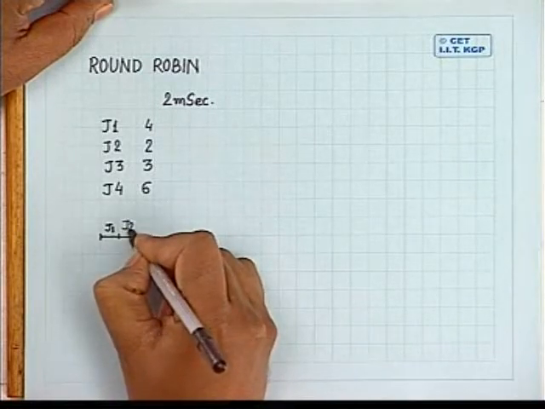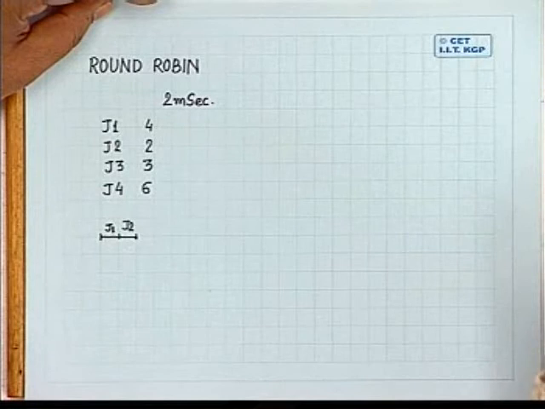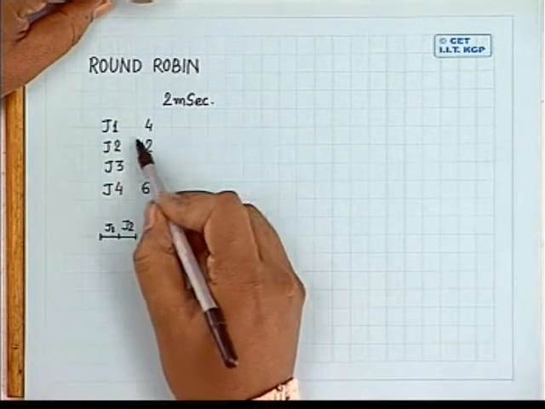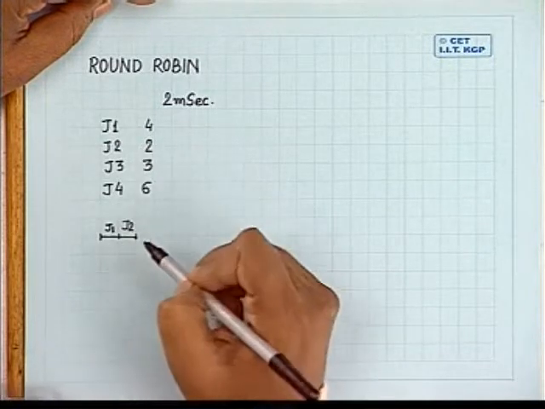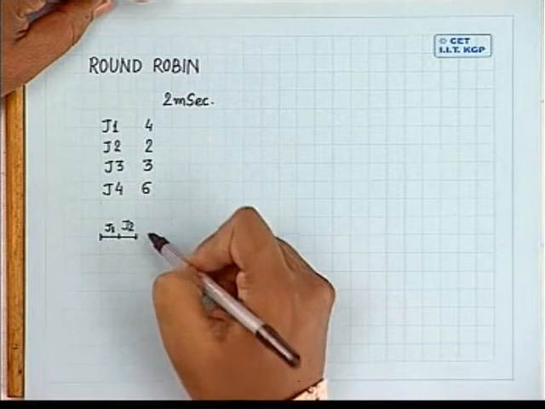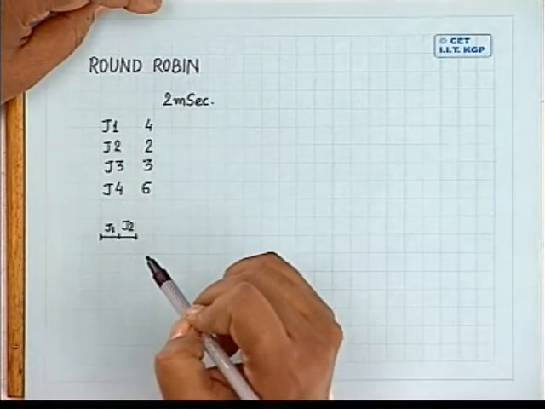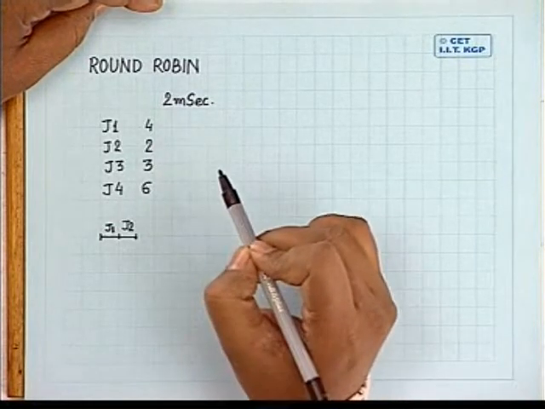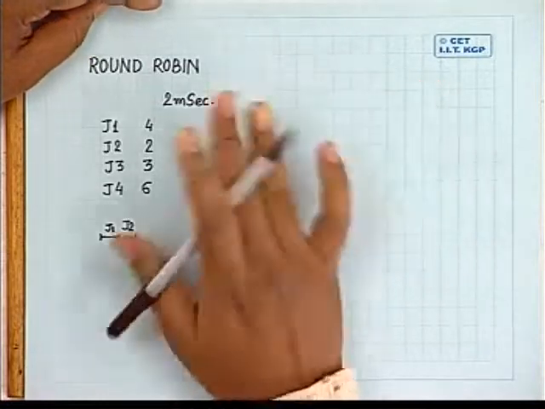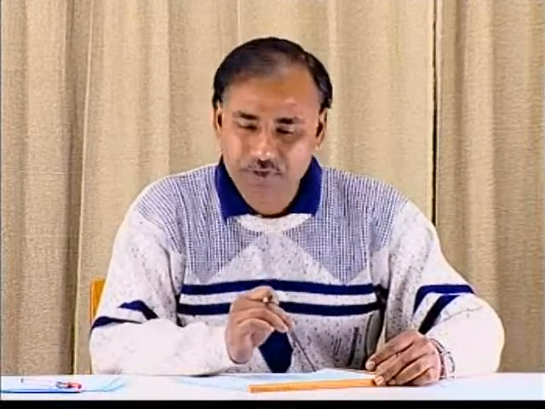J2 will again be executed for 2 millisecond. And you find that here the CPU burst time requirement of job J2 was also 2 millisecond. That means the CPU burst requirement of job J2 is complete. So at the end of this, job J2 will either move into the halted state, that is the entire lifetime of job J2 is complete, or job J2 may be moved into the IO waiting state if, at the end of this CPU burst, job J2 needs any IO operation.